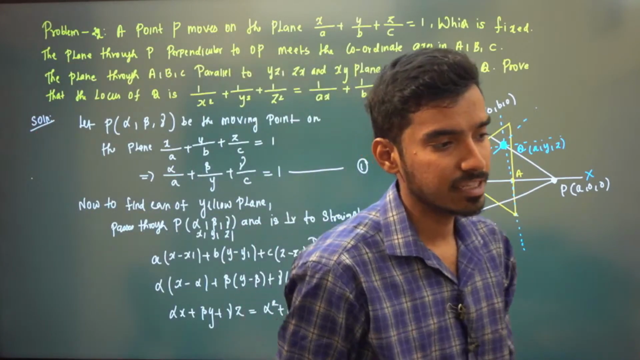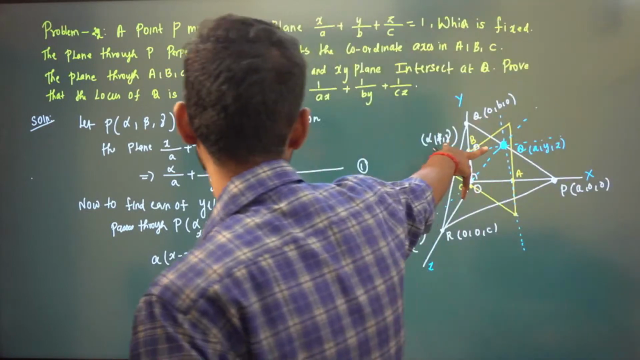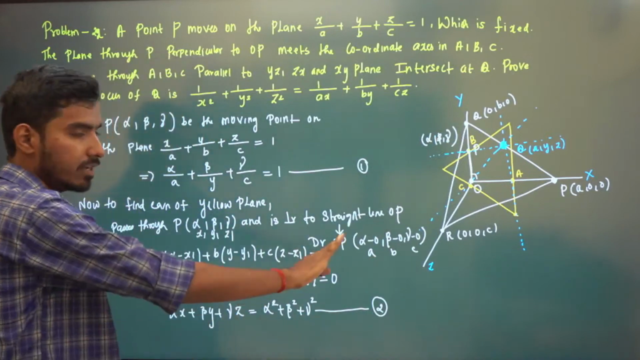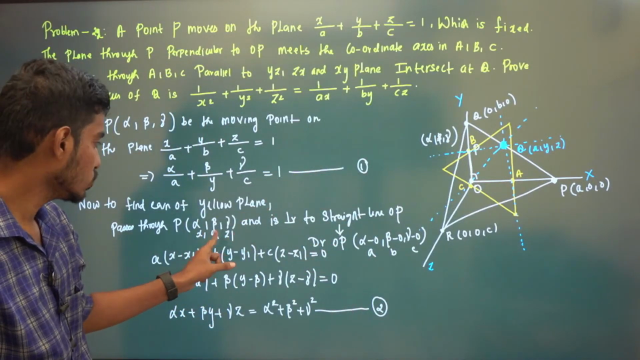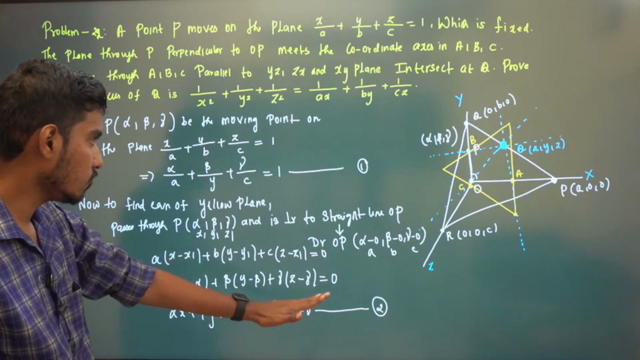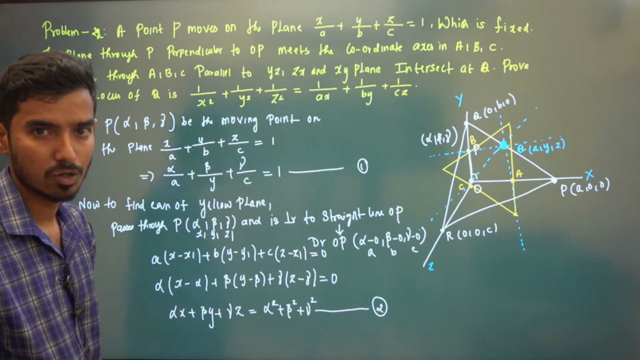Equation of white plane is x by a plus y by b plus z by c is equal to 1. And the equation of this yellow plane: this yellow plane is passing through P and perpendicular to OP. So we know the general equation of plane, so I'm using that here with x1, y1, z1; abc are all the same only. This is the equation of yellow plane. You can see this is of the form ax plus by plus cz plus d is equal to 0.